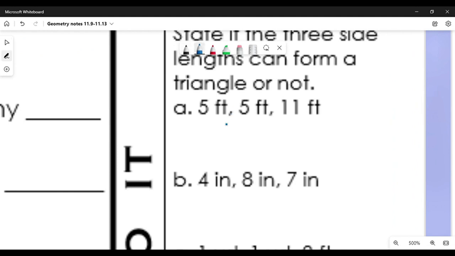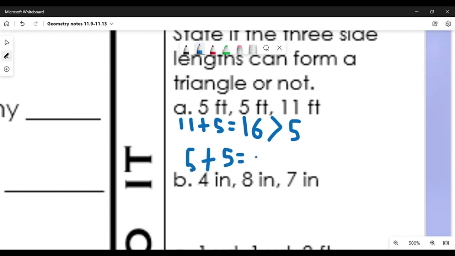For the first one, we can do 11 plus 5. That gives me 16, and 16 is greater than our other side, 5. But if we check the other two sides by adding 5 plus 5, this gives me 10, which is not bigger than 11. 11 is actually the larger of these. So because of this, this first one is not going to work. This first one is no.